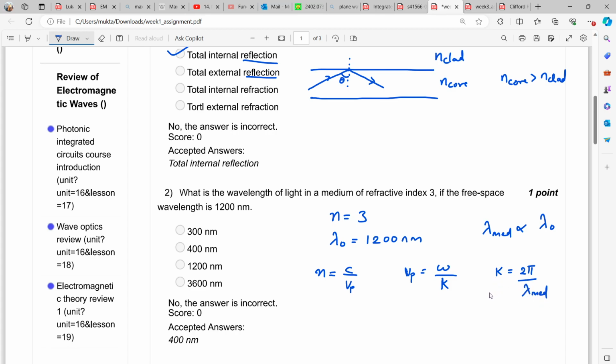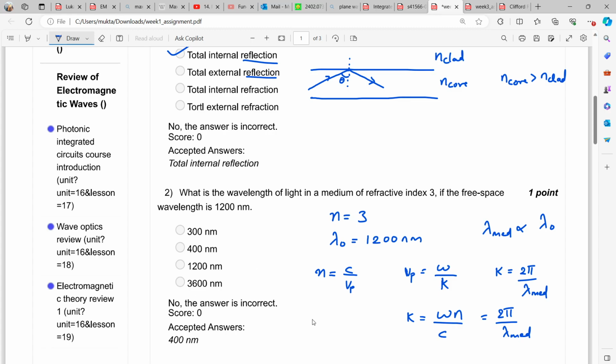So now you see where I am going with this, right? If k is 2 pi by lambda medium, and from here also I can get k, so k will be nothing but omega over Vp. And what is Vp? Vp is c by n. So omega n by c is k, and that is equal to 2 pi by lambda in the medium.